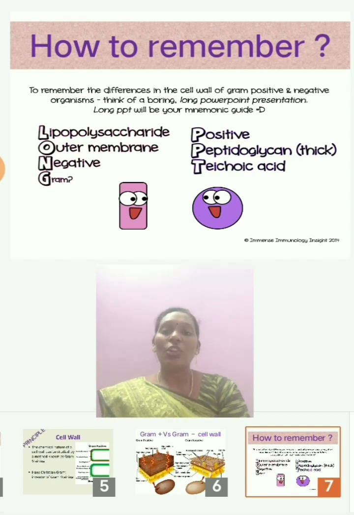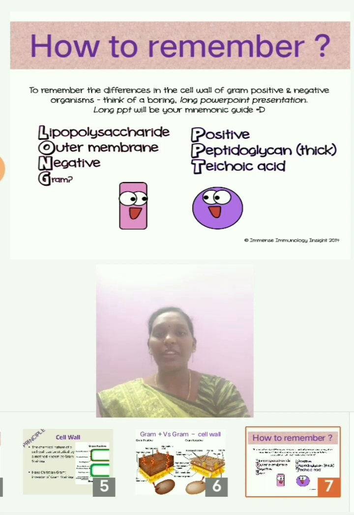So, LONG: what does it stand for? What terms do you have to remember for LONG? L stands for lipopolysaccharide, O stands for outer membrane, N for negative, G for gram. So you should remember like this: gram negative bacteria has an outer membrane and also it has lipopolysaccharide. So the gram negative bacterial cell wall has an outer membrane with the lipopolysaccharide.